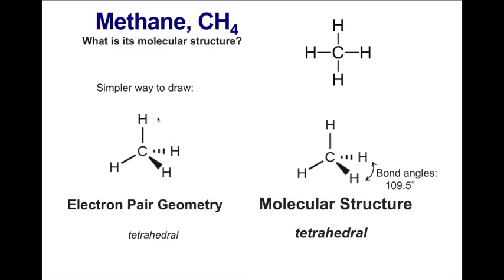So we do that with wedges, which is essentially thick lines coming out towards us, showing that three-dimensional, that hydrogen coming out of the paper, out of the board, out of the screen towards us. And then the dashed lines show it going back behind us. So electron pair geometry, tetrahedral because there are four around it. There are no lone pairs. So in this case, the molecular structure is the same. It is also tetrahedral. And our bond angles, we can expect them to be exactly 109.5.